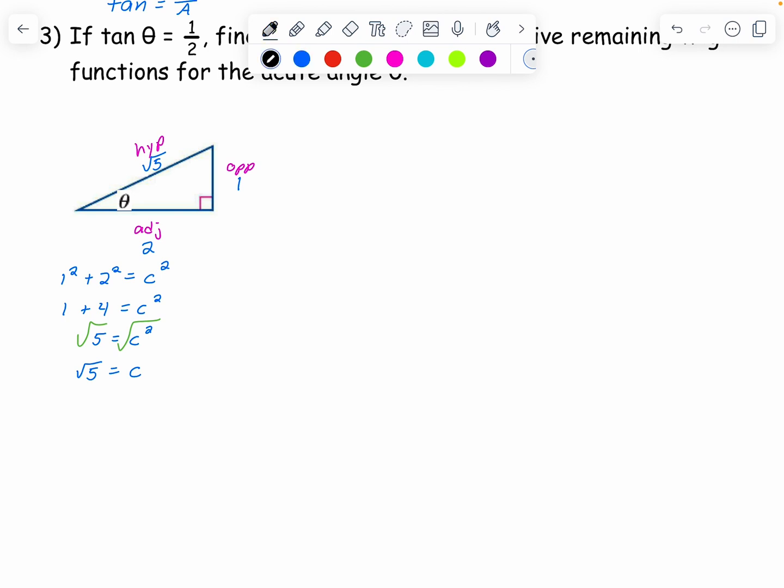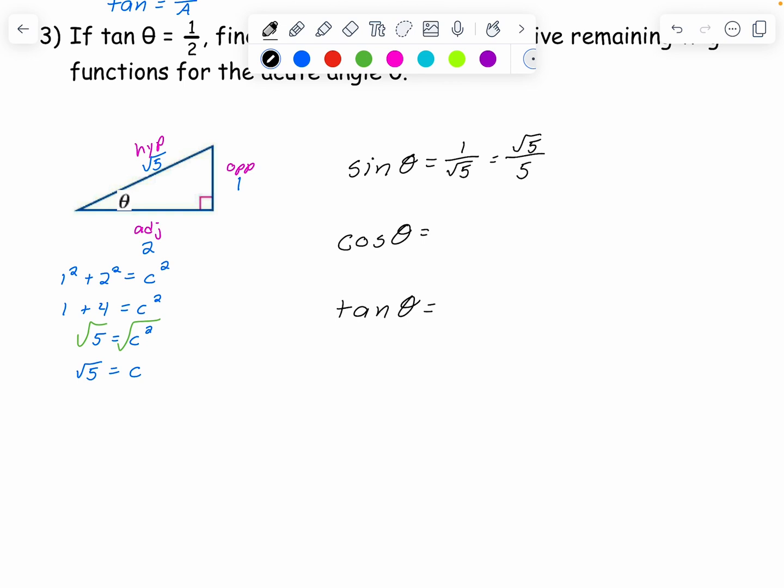And then we can go ahead and do our 6 trig functions. So we start with our sine theta, then we do our cosine theta, then our tangent theta. So sine theta is opposite over hypotenuse, so our opposite is 1. Our hypotenuse is square root of 5. We cannot leave a radical in the denominator, so we would multiply top and bottom by that radical that we want to get rid of, which is square root of 5, and that will leave us with 1 square root of 5, which is just square root of 5, over regular 5.